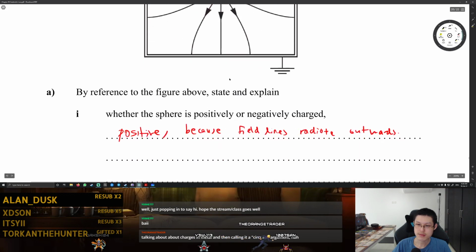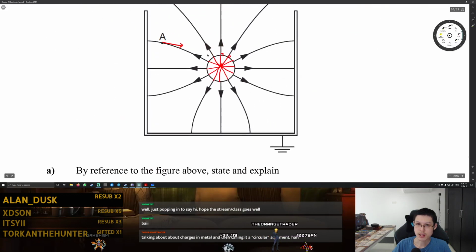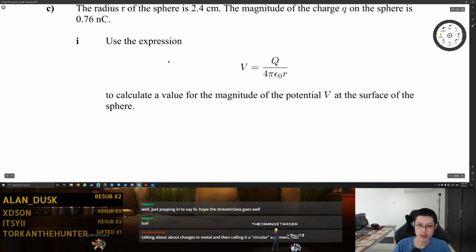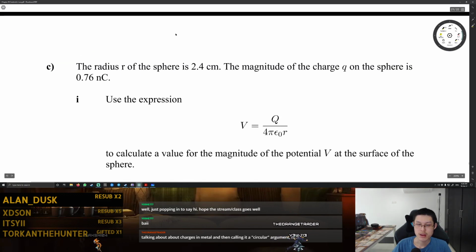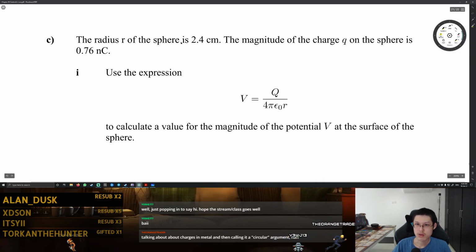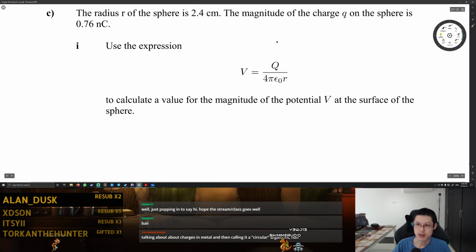Okay? Because if you draw it to the center, it's not going to be tangent anymore. It's going to intersect more than 2 points. Okay, so next up, the radius of the sphere is 2.4. The magnitude of the charge Q on the sphere is 0.76 nanocoulombs. Use the expression given. Calculate the magnitude of the potential at the surface of the sphere. So nothing to it. You just sub in your values and get your answer. Easy peasy.